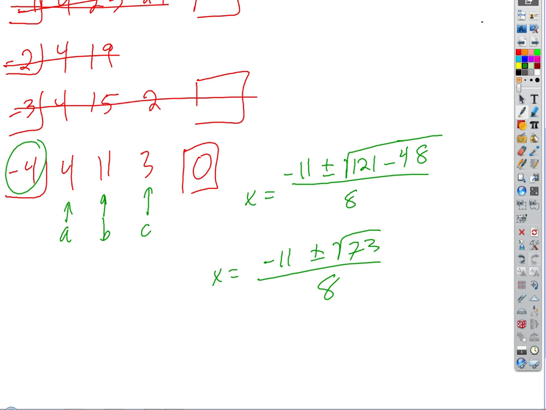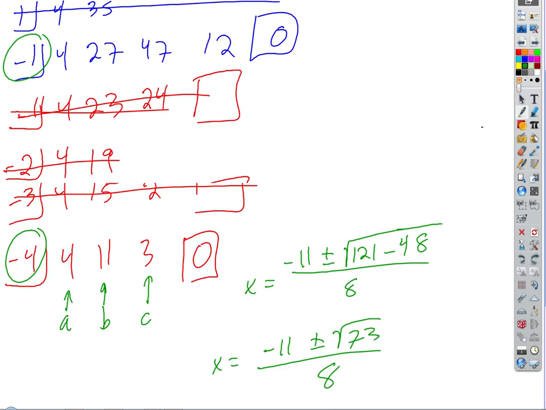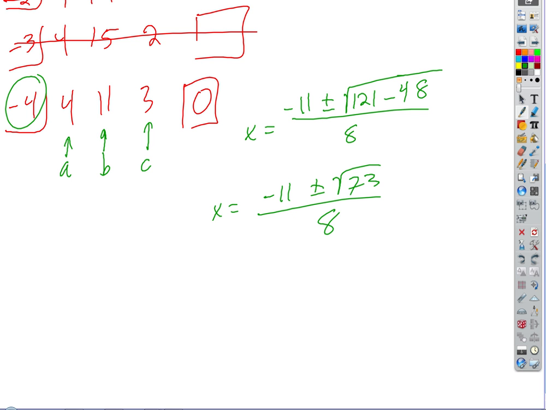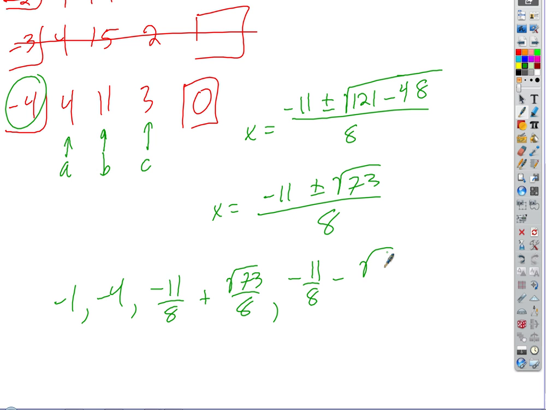So our solutions are going to be, what was the first one? -1. So we get -1, -4, -11 eighths plus square root of 73 eighths, and -11 eighths minus square root of 73 eighths, right? See how that works? Do we have to break it up like that? You could have left it with a common denominator. It's probably not a bad idea to do that though, because then you don't run the risk.